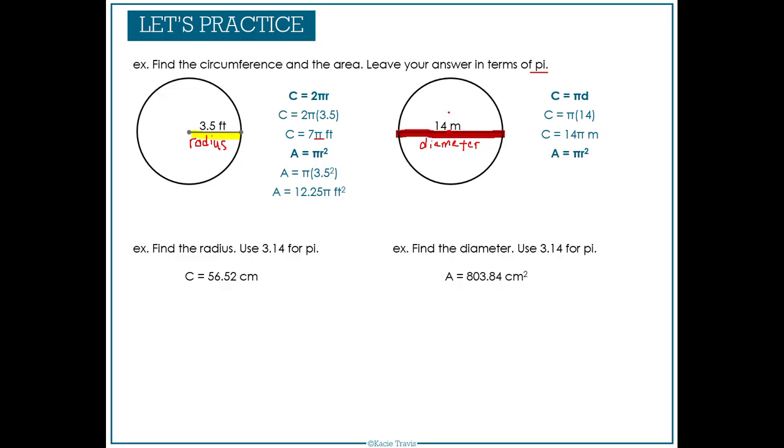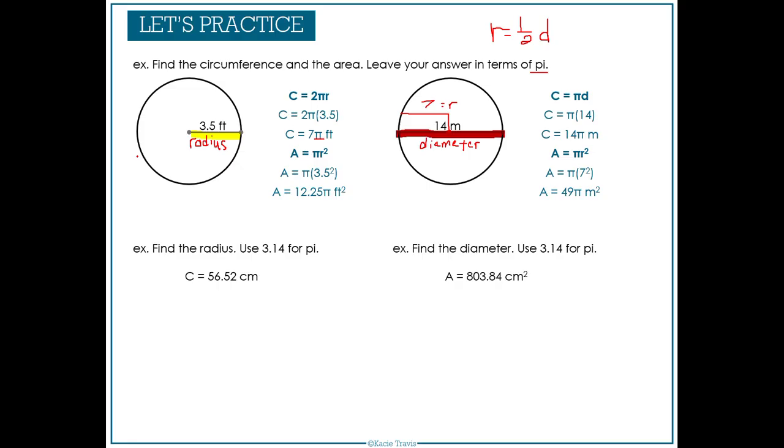Now, the area needs the radius. The radius is equal to half of whatever your diameter is. So what's half of 14? We have 14 divided by 2, which gives us 7 for the radius. Now that we know this, we can jump into our formula. Our area is pi times the radius, 7, to the second power. That gives us 7 times 7, which is 49 pi. Nice and easy for us.